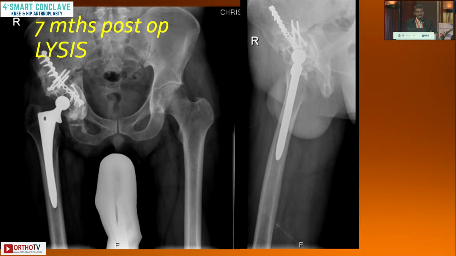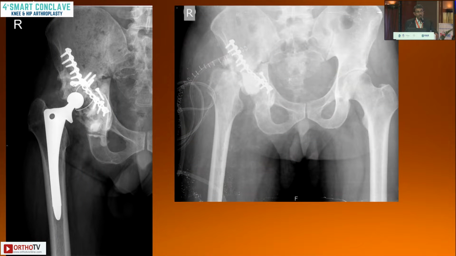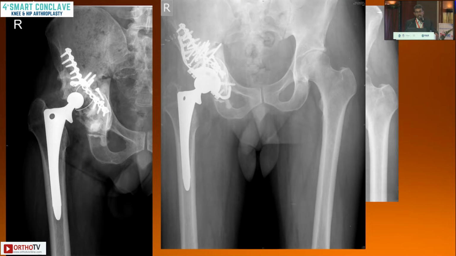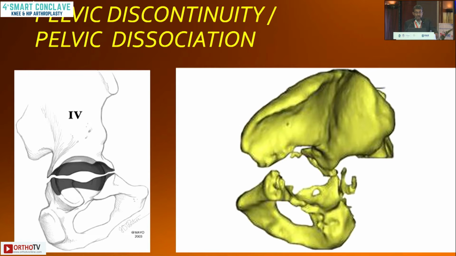However, 7 months later, the obvious happened. There was lysis and loosening of the cup. So we had to again go in, this time debride it properly, and again take out the implant, and he had to have a staged procedure with the then available Octopus cage and allograft, and that is him at 9 years follow-up. So pelvic discontinuity can be a subtle issue that can be underestimated intraoperatively.